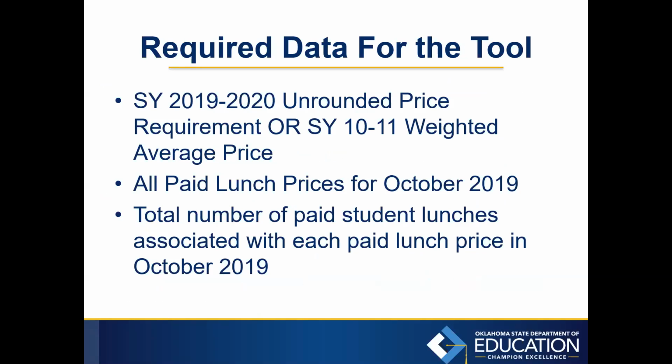So what do you need to start the tool? Well, first of all, you need your 19-20 tool. If you don't have that or you don't know where that is, try to find it. And if you can't find it, then you can use your 2010-11 weighted price average. And I'm going to show you a way to find that 10-11 if you don't have anything. If you're brand new out there and you're thinking, I don't have a clue where to go look, the person left and they didn't leave any files, don't panic. We can help you find the information you need. You're also going to need all your average prices for all of your full paid meals.